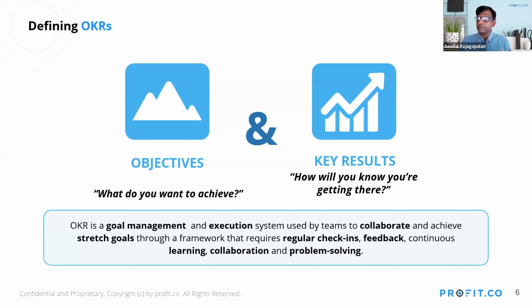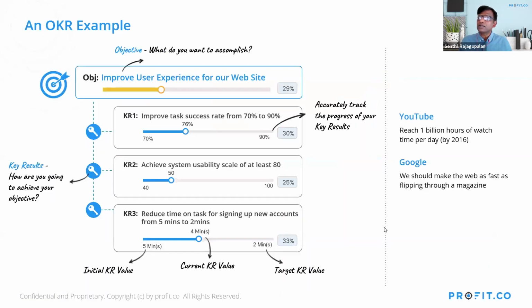So that's a pretty detailed definition, but the structure itself is pretty simple. Objectives are qualitative, inspiring goals, and key results are quantitative goals that indicate whether you are achieving the objective or not. Now let's look at one simple OKR to illustrate this point.